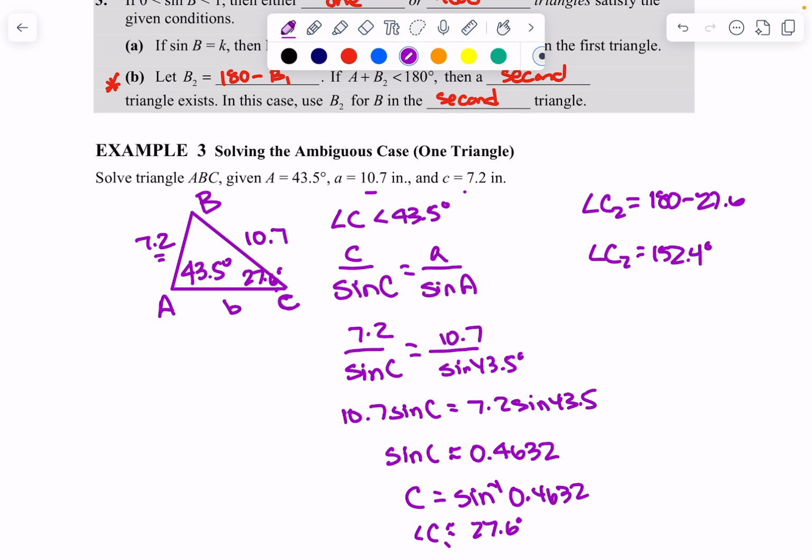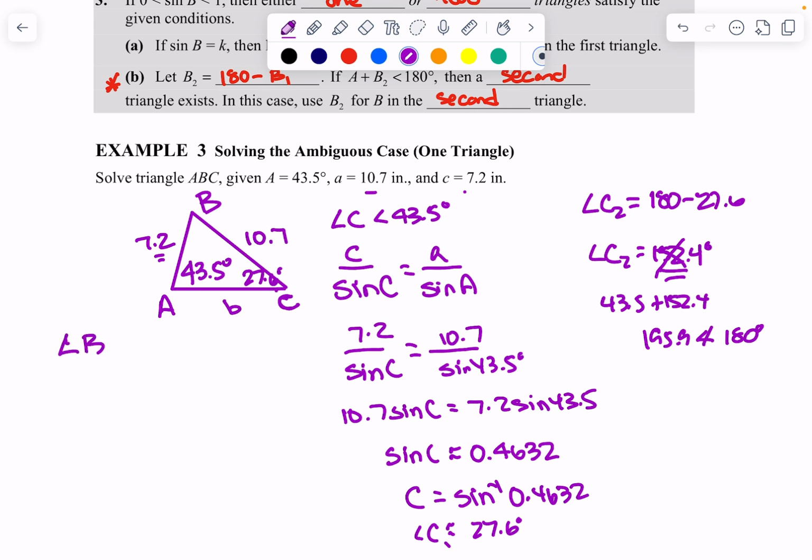Number one, we already said that C has to be less than 43.5 degrees. So this 152.4 isn't possible because that's not less than 43.5. The other thing, if we went ahead and did the 43.5 that we know plus that 152.4, that gives us 195.9, which is not less than or equal to 180. Therefore, the second triangle does not exist, and the only triangle is when C equals 27.6.